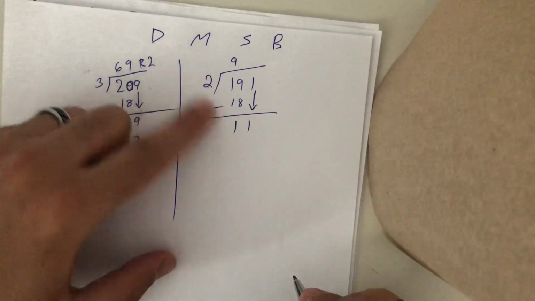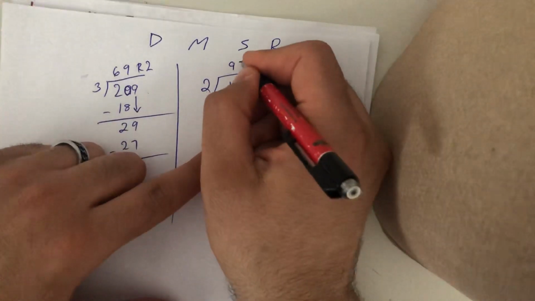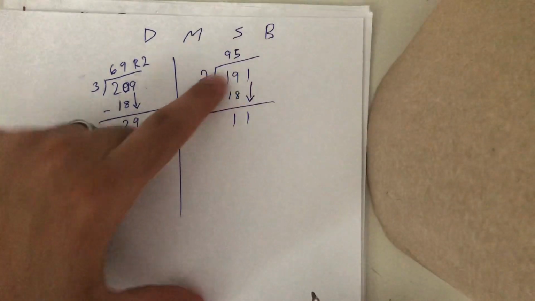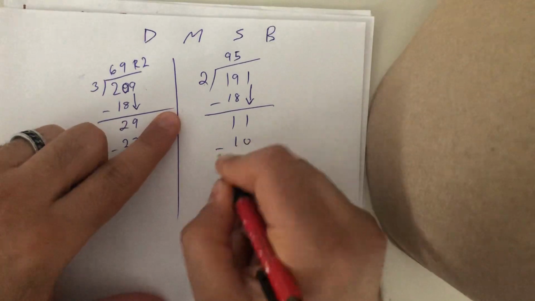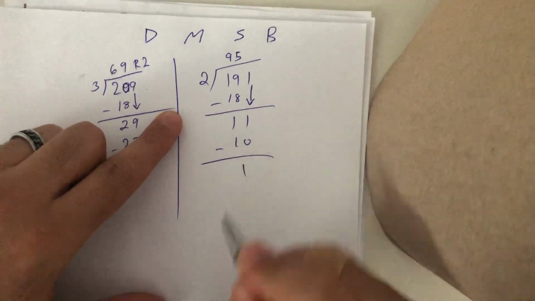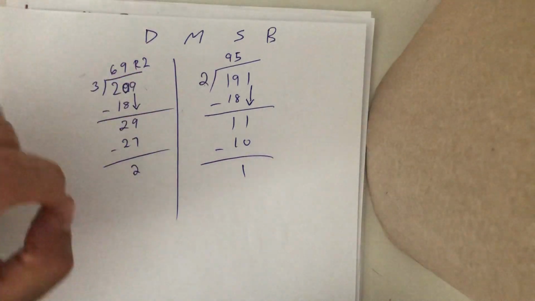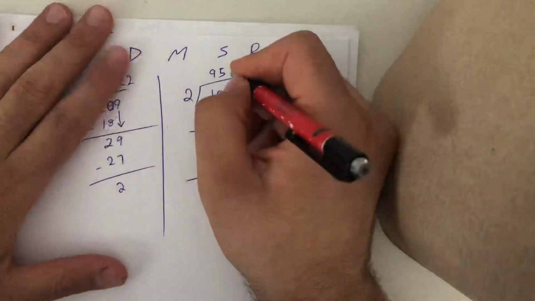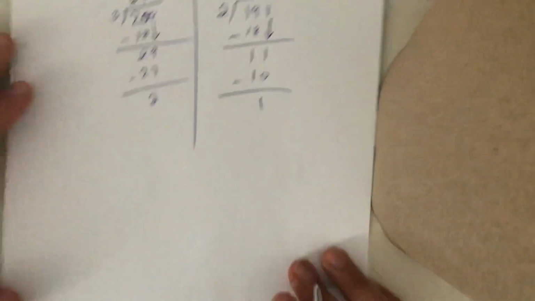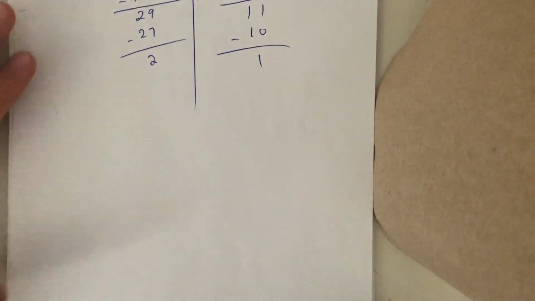How many times can 2 go into 11? It could go into it 5 times. What's 5 times 2? 10. We subtract 11 minus 10 equals 1. So what is 191 divided by 2 equal to? It is equal to 95 remainder 1. I'll give you another example.